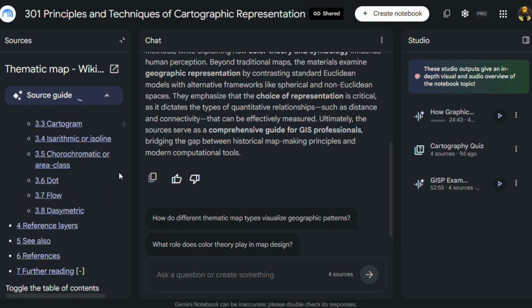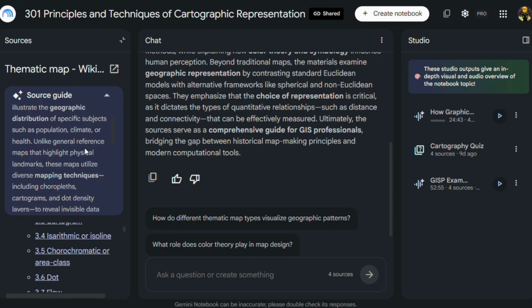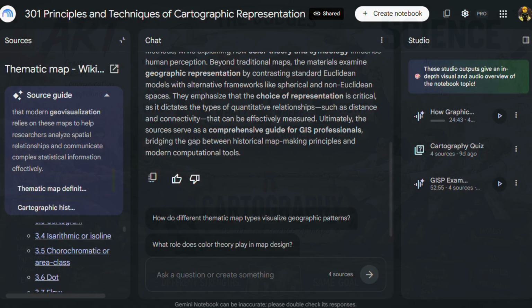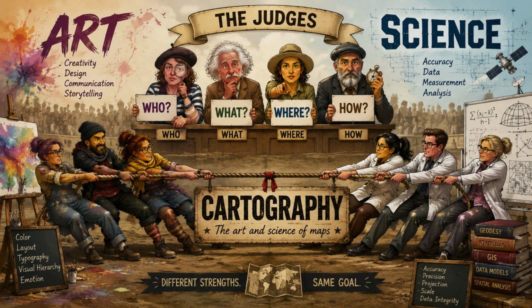Okay, so let's unpack this. Before a cartographer even opens their GIS software to draw a single line, they have to define the fundamental parameters of the project. The ground rules. Right. Cartography is this constant push and pull between art and science, and it's governed by 4 questions, which are who, what, where, and how. Who is the audience? What is the data? Where is the bounding box? And how are we building this? Exactly. And that how is heavily dictated by physical and resource limitations.